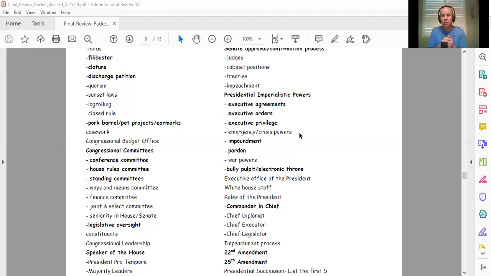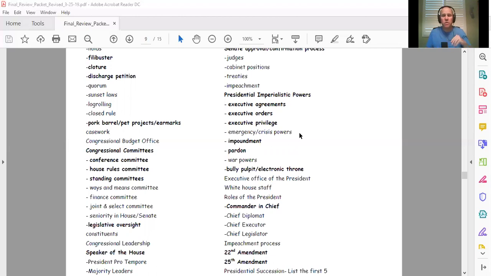And same thing, when there's an emergency, like say September 11th, the president has the power to ground all flights, like he did. The president can suspend habeas corpus temporarily, like he did during September 11th. But as soon as that emergency or crisis is over, as soon as the war is over, then those powers subside and they go back away.